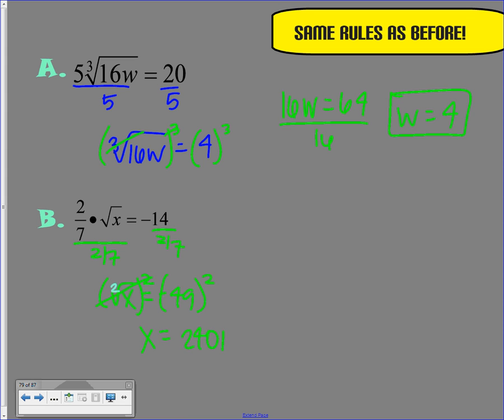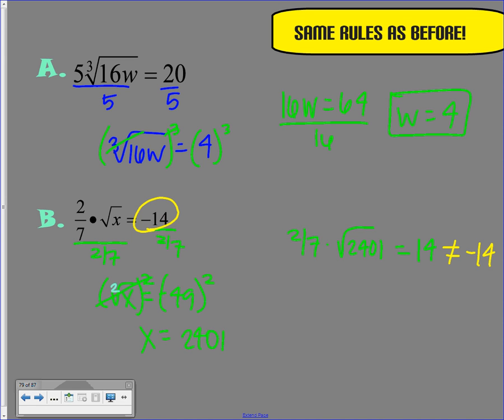Now at this point, I want you to check your answers to see if you have an extraneous solution. So that box on the top part of your notes is the only part that's kind of new. If I plug 2,401 back into my equation, I would have 2/7 times the square root of 2,401. Type that into your calculator, and you get 14. However, I was supposed to get a negative 14. So that is not equal to what I want it to be.